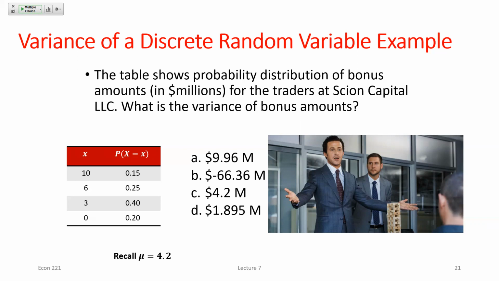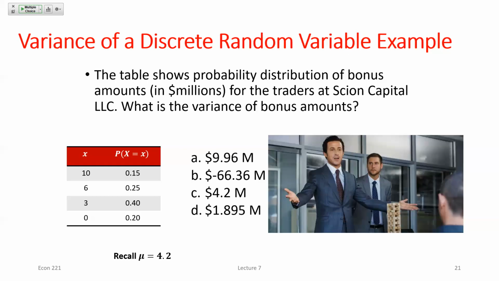But from here, it's just a matter of going through and calculating the variance, right? We just found that the mean was 4.2. So we go through each X value, 10 minus 4.2, square that value, multiply that deviation squared by how likely we are to see that deviation. Well, 0.15, so we would multiply that deviation squared by 0.15. We would then add to that 6 minus the mean of 4.2 squared times 0.25. Go through that process for each of these four outcomes, right? And then that would give us our variance.